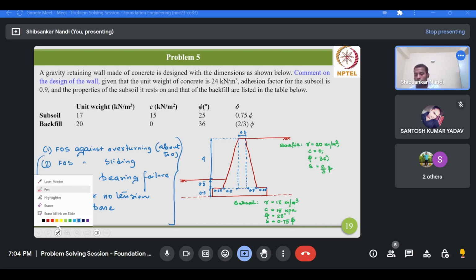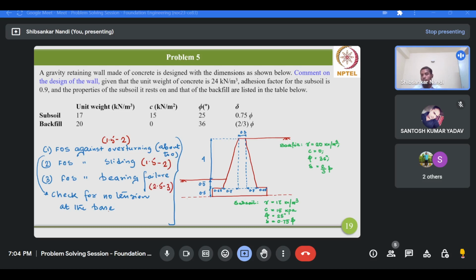Now, what are the recommended values? So against overturning, what are the recommended values? So 1.5 to 2, sliding 1.5 to 2, bearing failure 2.5. And for no tension condition at the base, you should ensure that the eccentricity of the load should be less than the B by 6. Now what is B?